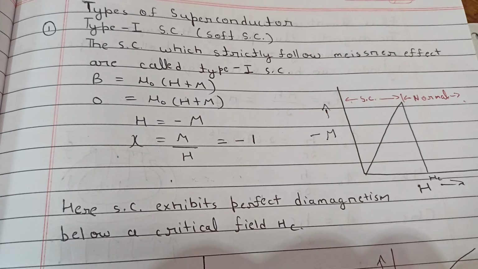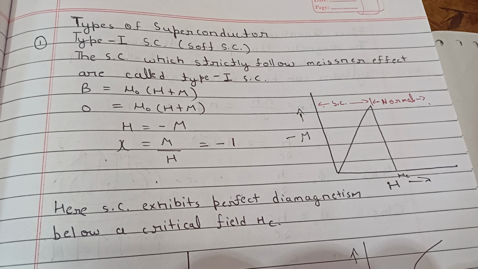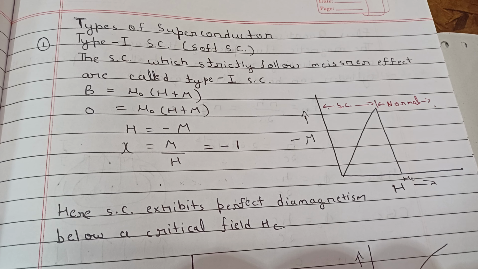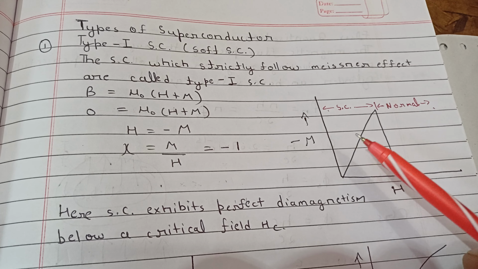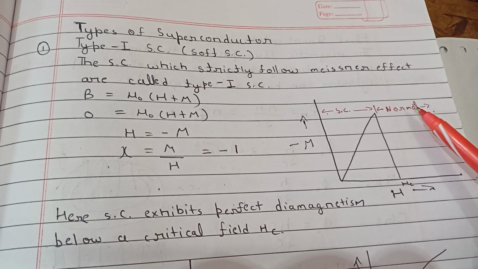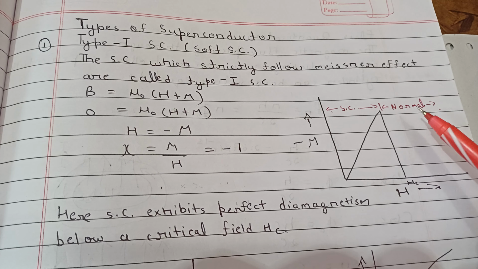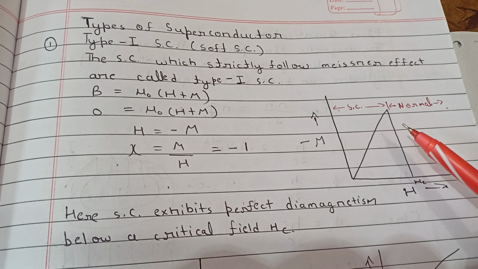By definition, superconductors which strictly follow the Meissner effect are called type 1 superconductors. What do we mean by following this Meissner effect? We studied that below the critical temperature, the magnetic field inside the superconductor will be zero. That is called the Meissner effect. So the type 1 superconductors will follow strictly this rule.